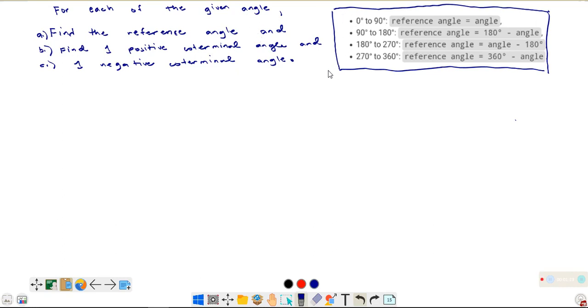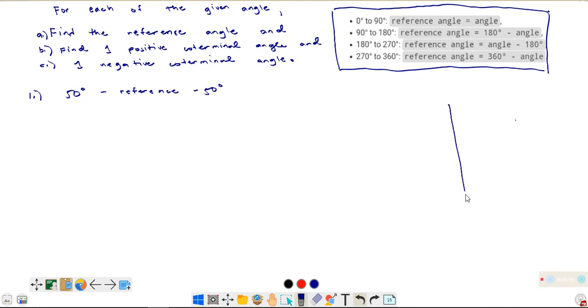Lahat sila gawa natin ng example. Number 1, lagay tayo ng angle between 0 to 90 degrees. For example, 50 degrees. The reference angle for this is the angle itself, since it is between 0 to 90. So, ang reference niya ay 50 degrees pa rin.